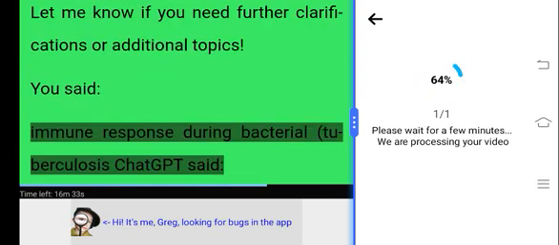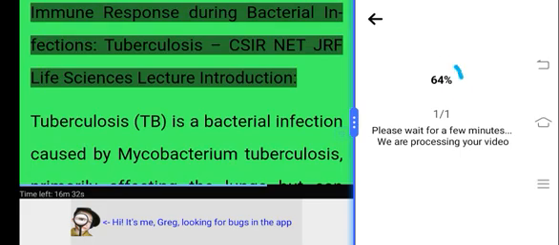Immune response during bacterial infections. Tuberculosis. CSIR-NET JRF Life Sciences Lecture Introduction.